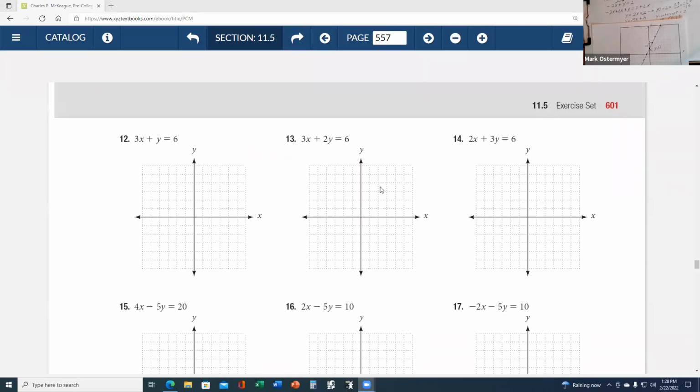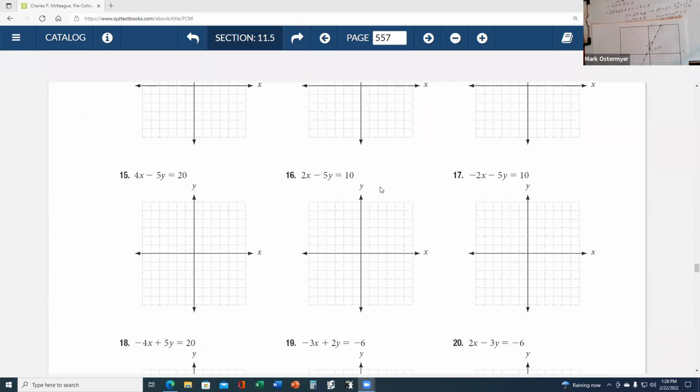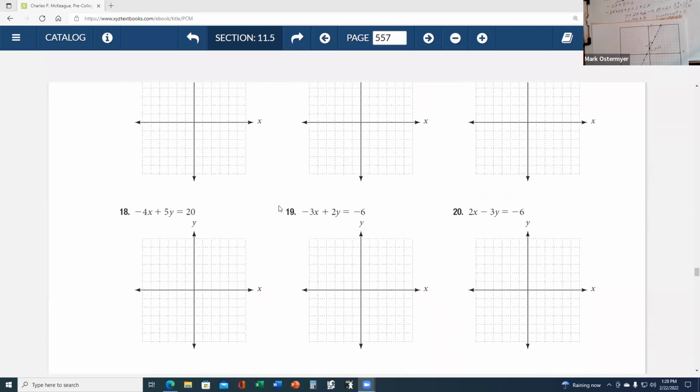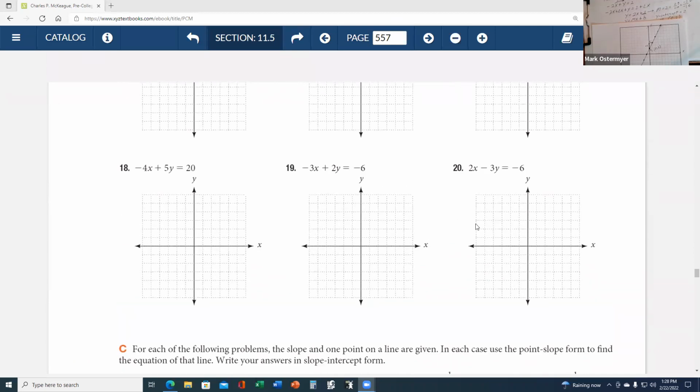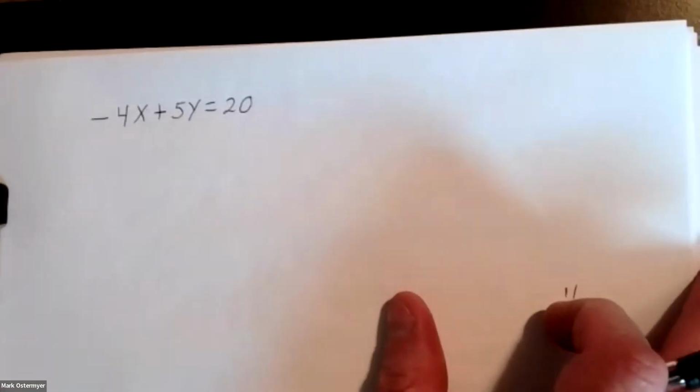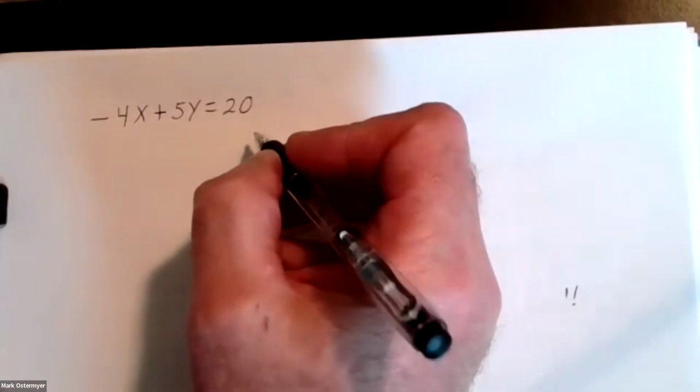All these other problems are going to be pretty much the same song and dance. Maybe I could just demonstrate at least one more here. Number 18. They give you a linear equation, negative 4x plus 5y is equal to 20, and this linear equation is in standard form, Ax plus By form, and they want us to, first of all, put it in slope-intercept form by solving the equation for y.